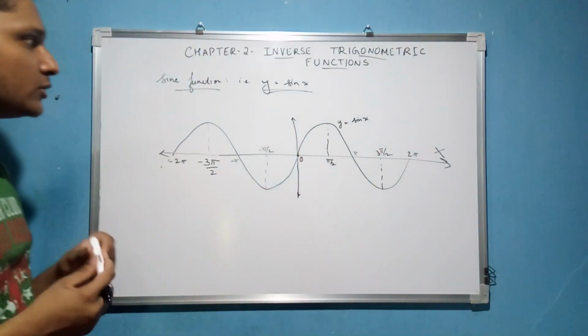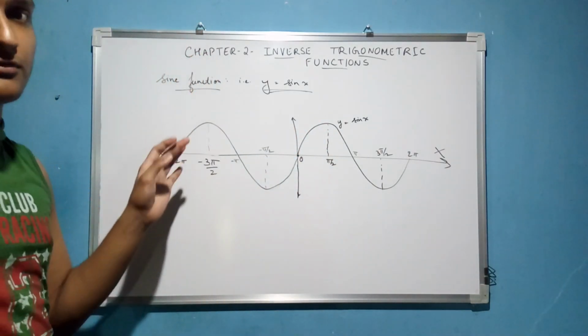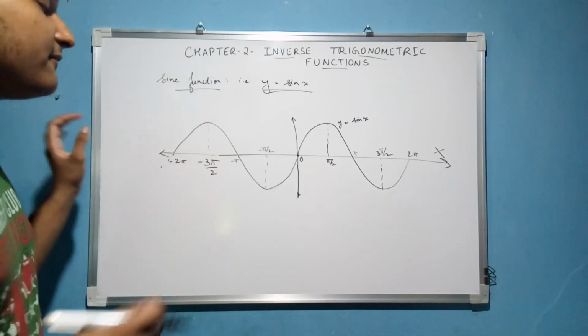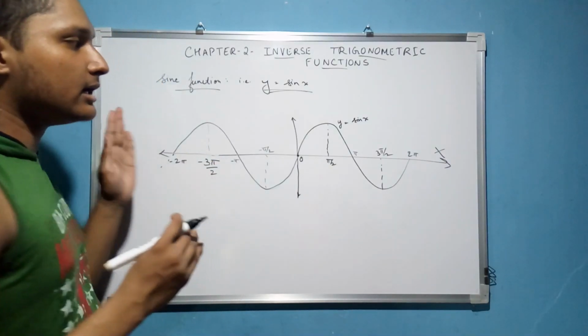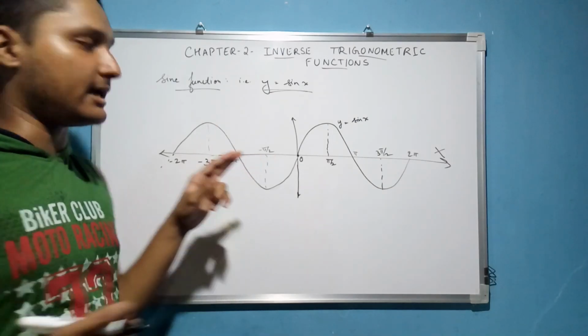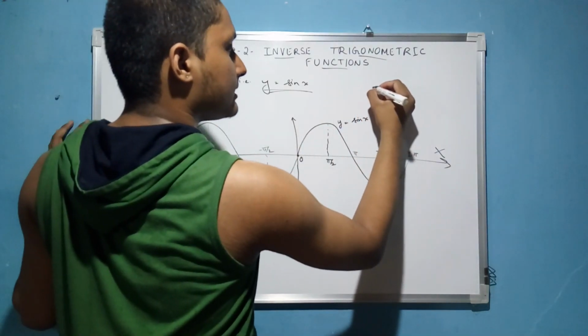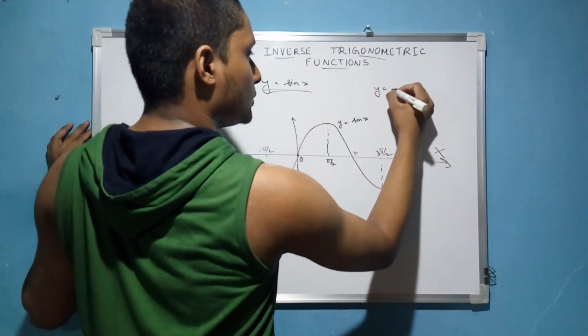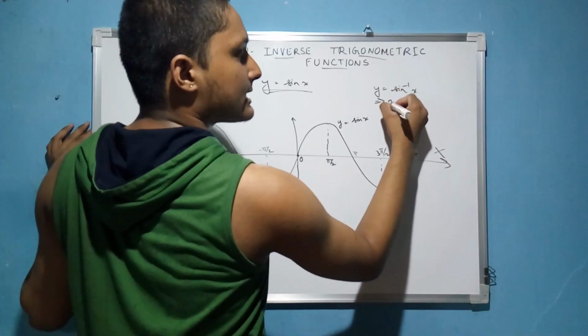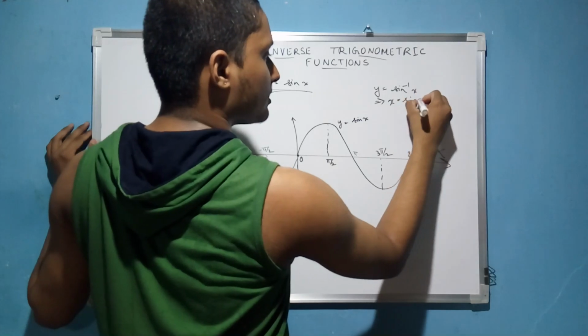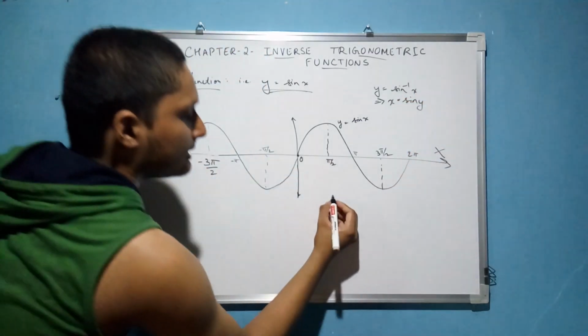Okay, so now we need to think about the inverse of the sine function. That means if I need to draw the graph of the inverse function, it should be just interchanging the x and the y axis. That is, if I write y is equal to sine inverse x, it directly means that x is equal to sine y. I'll just tell how it is like that.